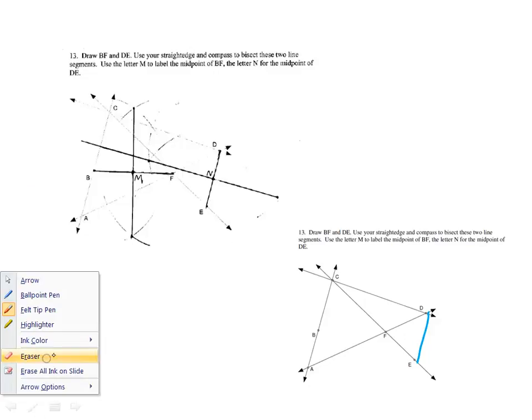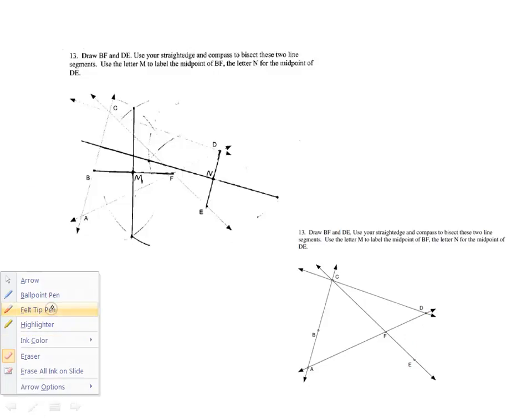Well, let's try it again. So anyway, this is what you're doing. You're drawing it, and then also BF right here.